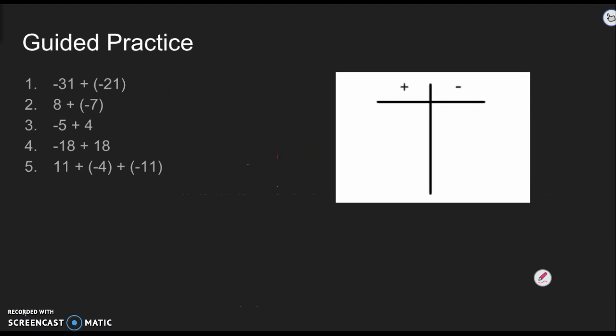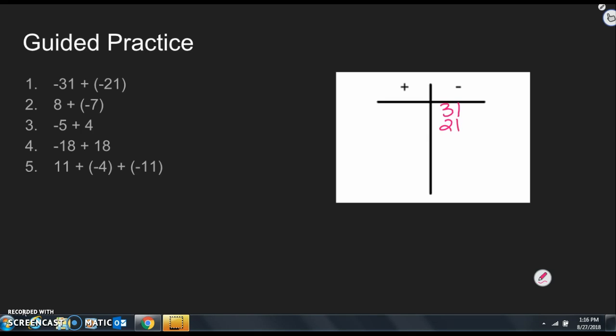Let's practice. Number 1, negative 31 plus negative 21. They're both negative, so we write them in the negative column. Since they're on the same side, we add. 1 plus 1 is 2, 3 plus 2 is 5. We see that it is a negative answer, so number 1 is negative 52.